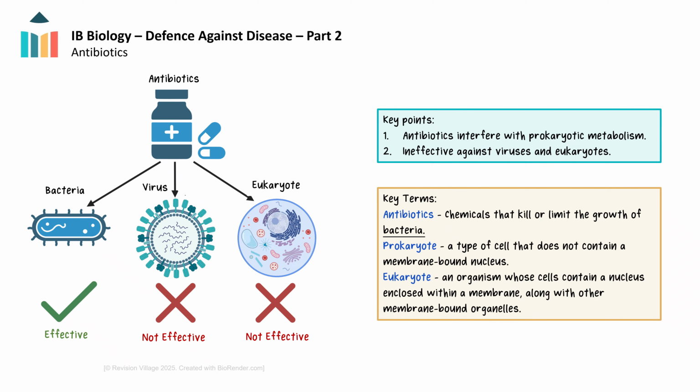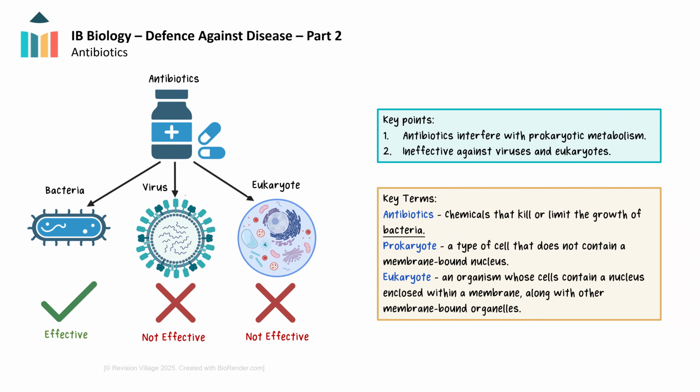Antibiotics are chemicals that kill or weaken bacteria by targeting specific processes found in prokaryotes. These include preventing cell wall synthesis and inhibiting metabolic pathways. This specificity allows antibiotics to treat bacterial infections without harming human cells, which are eukaryotic. Unfortunately, antibiotics are ineffective against viruses because they are non-living and lack the metabolic pathways that these drugs target. Similarly, infections caused by eukaryotic organisms, such as fungi, are unaffected by antibiotics.